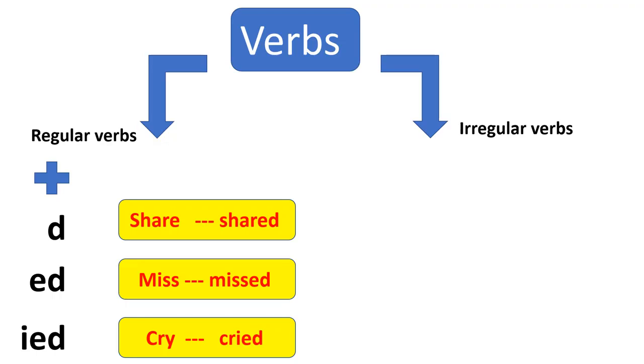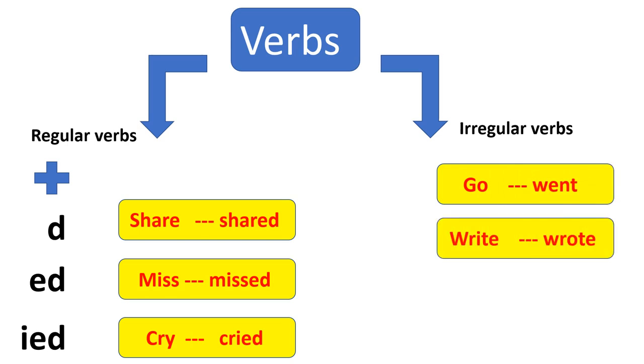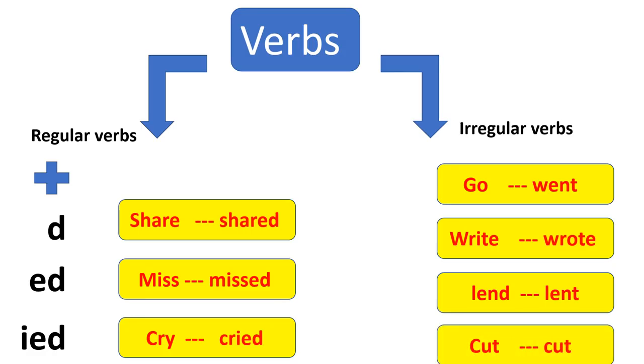In irregular verbs, the form of the verbs are different. The forms are completely different. For example, go, went. Write, wrote. Lend, lent. And sometimes the verb remains the same. Cut, cut.